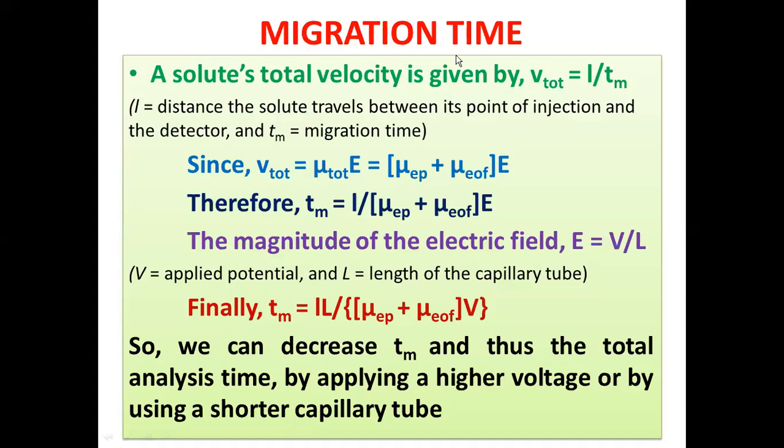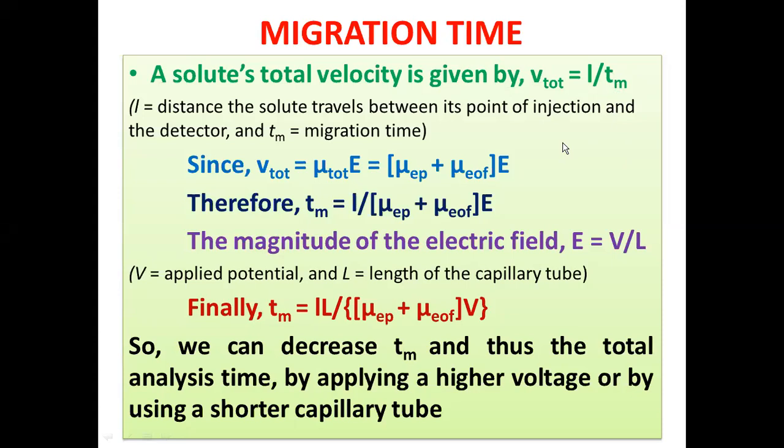What do you call the time present on the x-axis? That is called the migration time. This migration time is denoted by Tm. In case of chromatography, that is retention time, denoted by Tr or RT. Here it is migration time, denoted by Tm. What is this migration time?